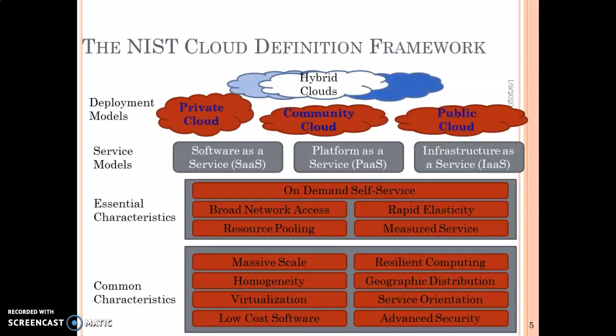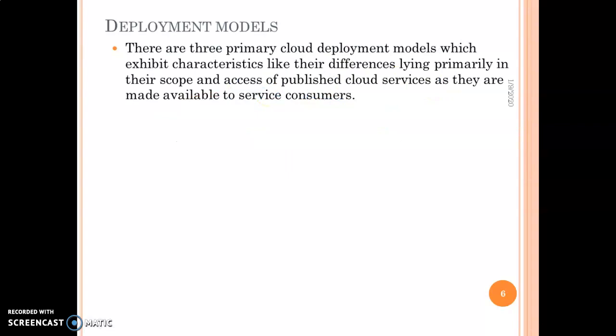In a previous slide, you may have seen these three clouds. These clouds are very essential, and hybrid is a combination of these clouds. Private, community, and public have their own characteristics and nature, and hybrid is a combination of them. There are 3 primary cloud deployment models, and their differences lie primarily in their scope and access of published cloud services as they are made available to service consumers. In this way, they differ in nature.